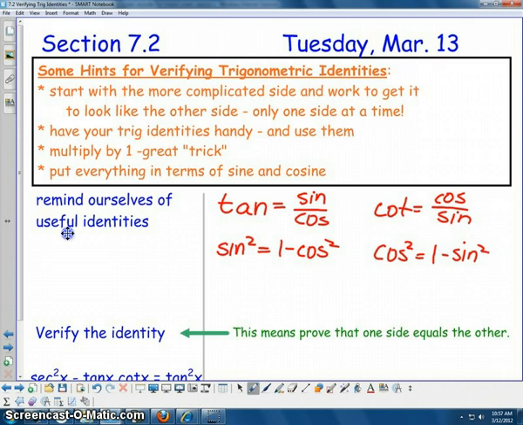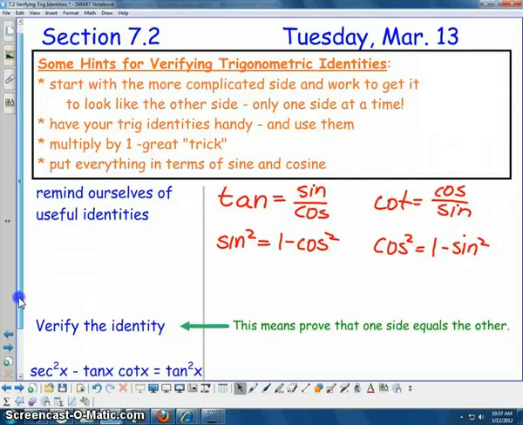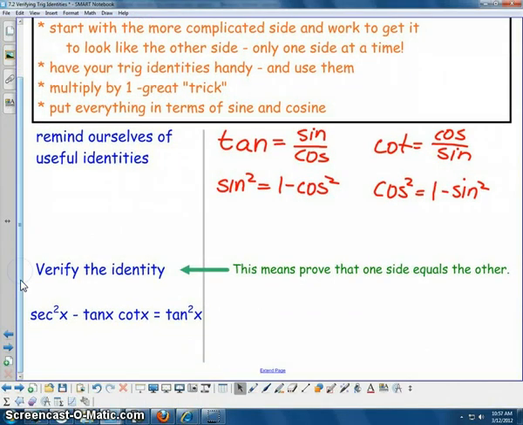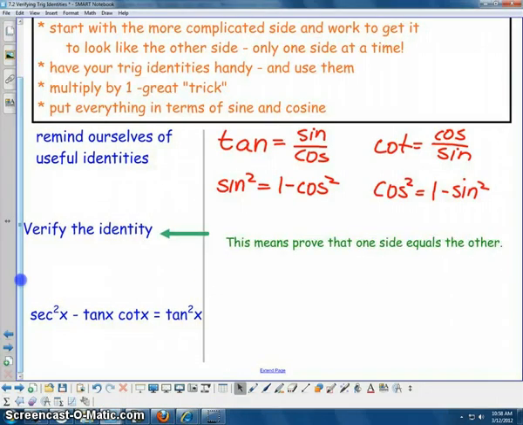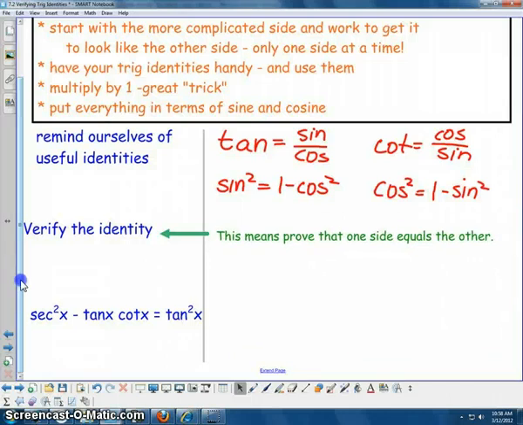There are definitely going to be other identities that come up over and over again, but I just wanted to remind ourselves about some of those that are pretty consistent. So now our instructions are going to say verify the identity. And what this means is that we're going to prove that one side of our equation equals the other side.